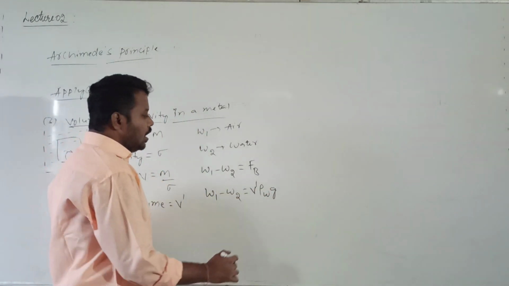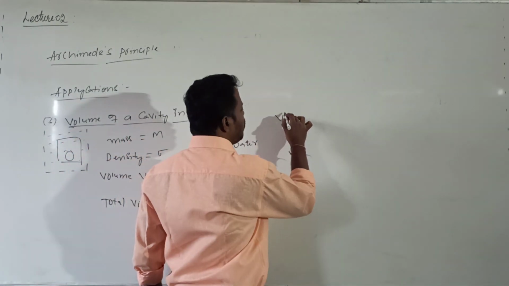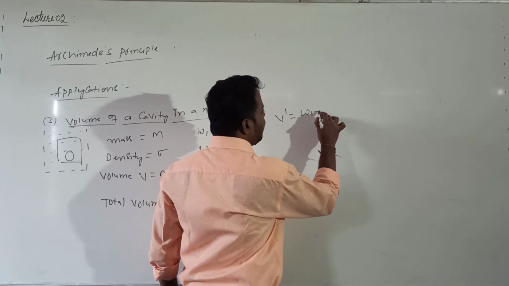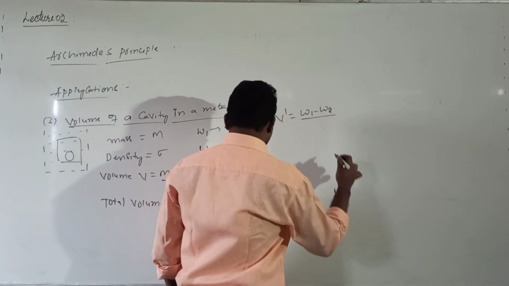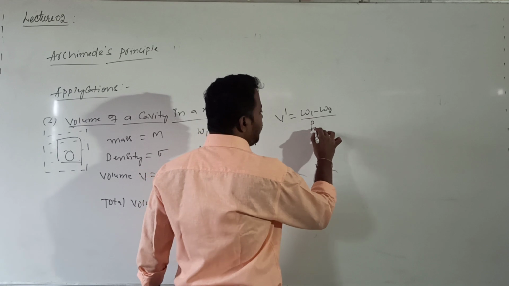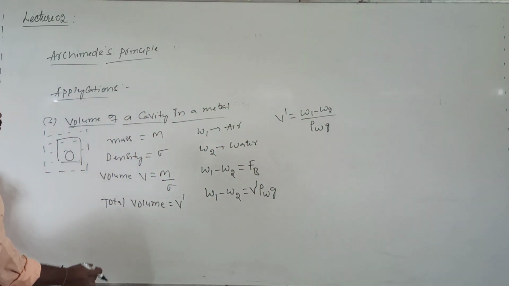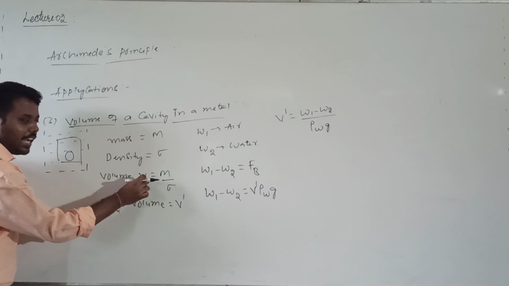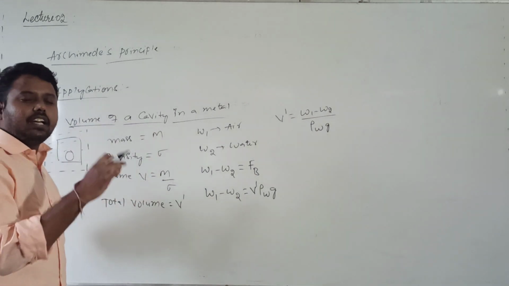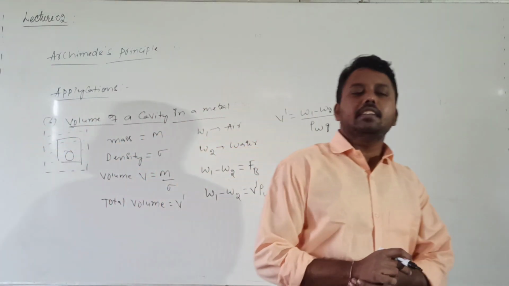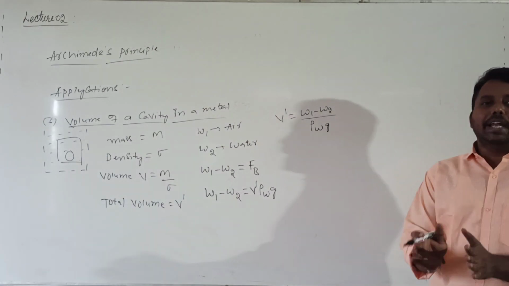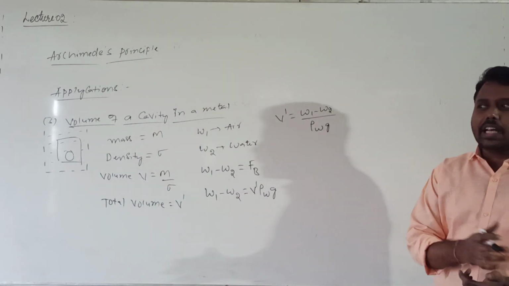So from this, what is the value of V dash? V dash is equal to W1 minus W2 divided by how much? By rho W into g. Then we got V dash. What is the V value? V is only the material. How much material was there? That volume. V dash is the total volume of the plate including the hole, including the cavity.